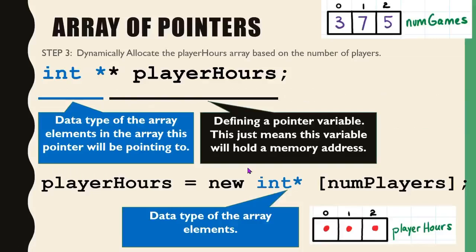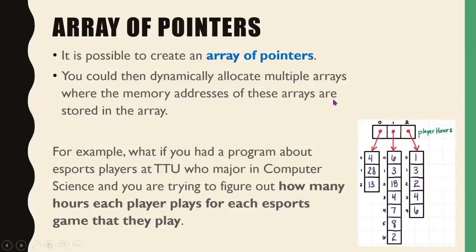Now, the last step, or not last step, but third step, is to dynamically allocate the player hours array based on the number of players. This is the array that you saw in this first slide. This is the player hours array.